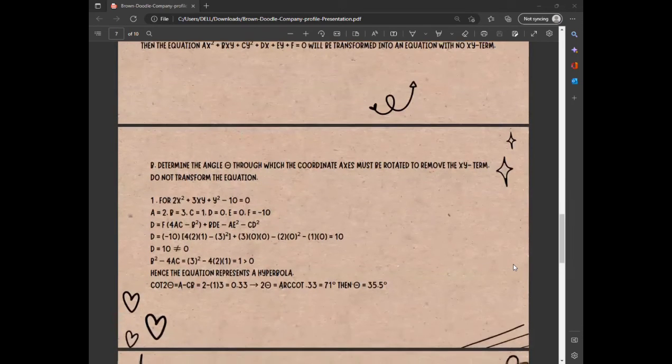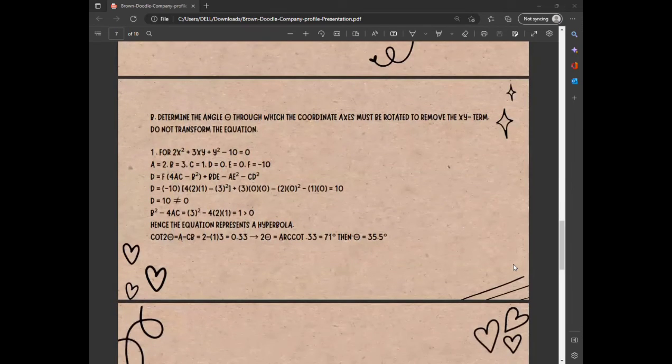So B, determine the angle theta to which the coordinate axis must be rotated to remove the xy term. Do not transform the equation. So ito na, kunin lang natin yung angle theta na ito.